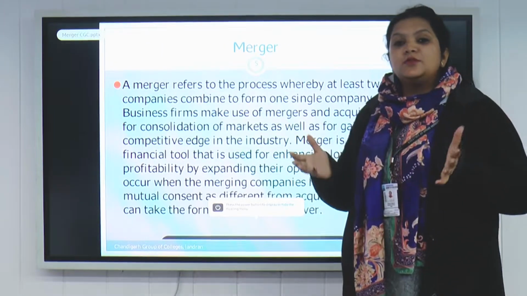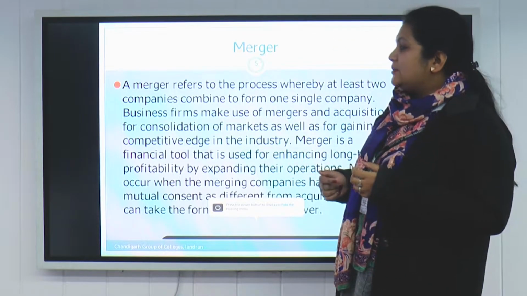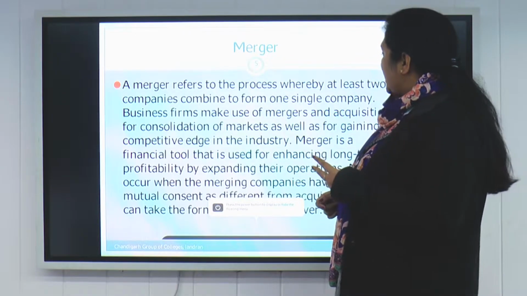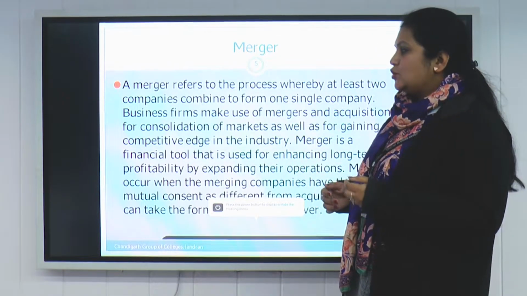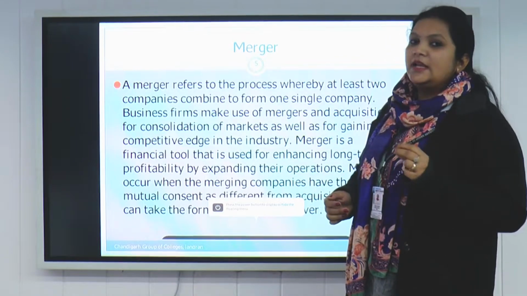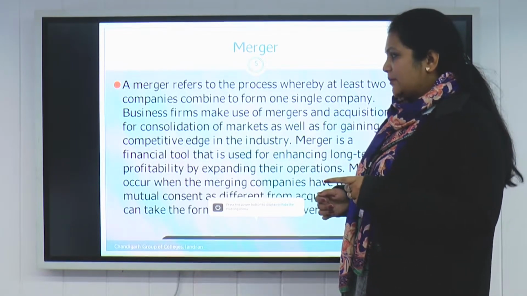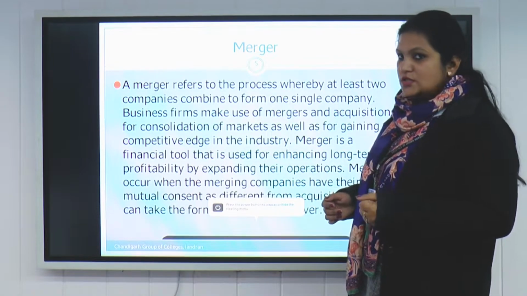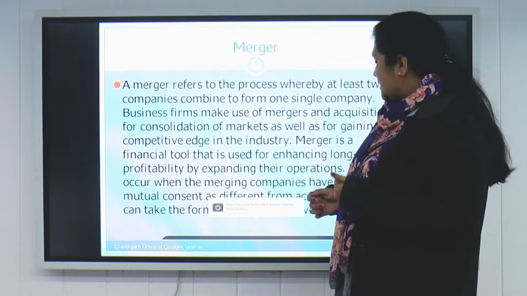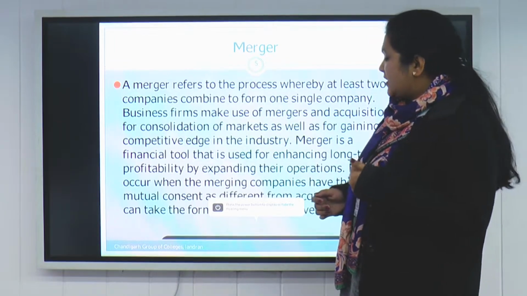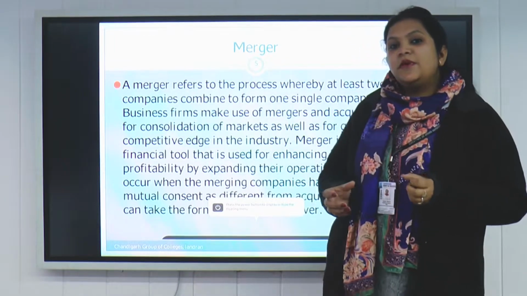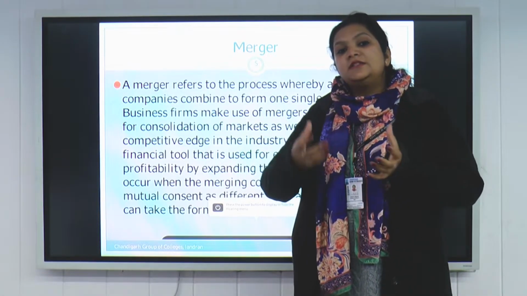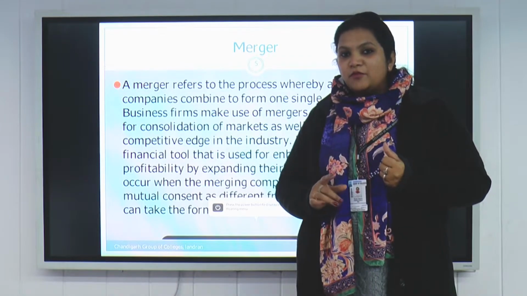Coming to what a merger is all about. Firstly, a merger refers to the process where at least two companies, it could be more also, combine to form one single entity. Business firms make use of mergers and acquisitions for the consolidation of markets as well as for gaining a competitive edge in the industry. For example, company A and company B come together to form company C. That is one type of merger.